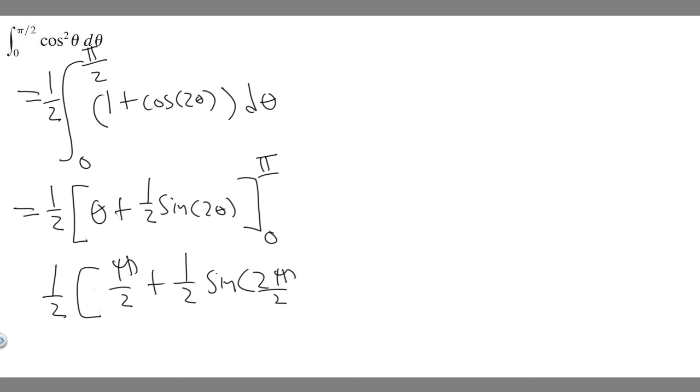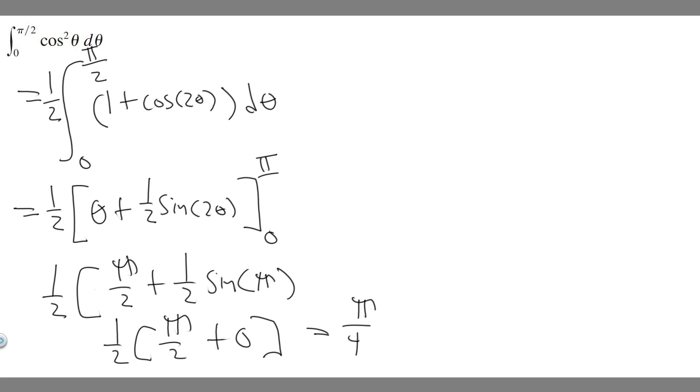the pi over 2. So 2 times pi over 2 is just going to become 2 pi over 2, that's going to cancel, so it's just the sine of pi. And the sine of pi is just 0, so 0 times 1/2 is 0. So it's just 1/2 times pi over 2 plus 0, which is just 1/2 times pi over 2. If you go ahead and do that, you're going to get pi over 4, since 2 times 2 is 4. So this right here is going to be your answer. And hopefully you found this useful.